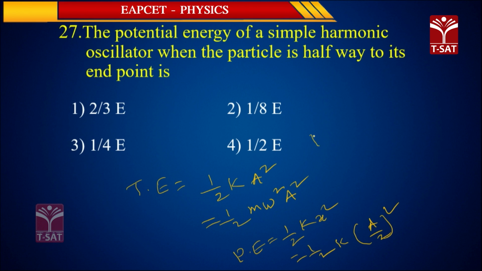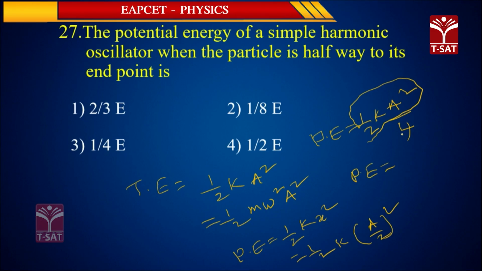Then what is the equation? Potential energy is equal to 1/2 K a square by 4. Therefore, 1/2 K a square is the total energy. Suppose we call the total energy E. Therefore, potential energy is equal to E by 4. The option is there, the third option, E by 4. Okay, children, this is the most important.